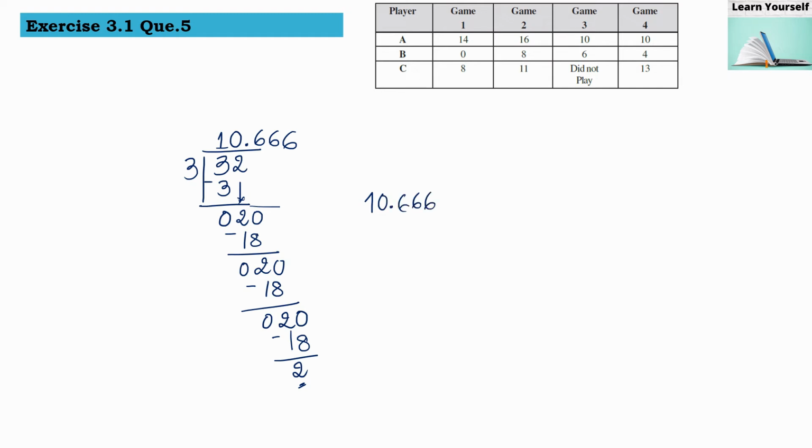10.666. And however many times you divide, you will get 6 multiple times here. So I am going to round off this number. Let us see the third position. At the third position, 6 is there, which is higher than 5. So I am going to add one here, and I am going to write 10.67, rounding off this answer as 10.67.